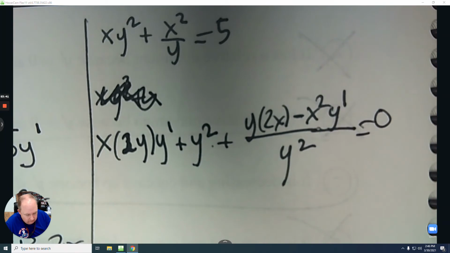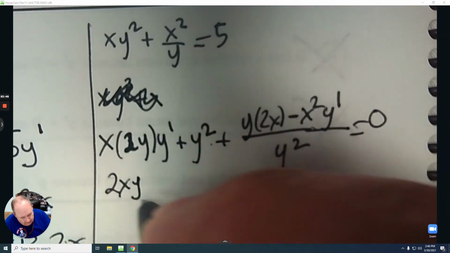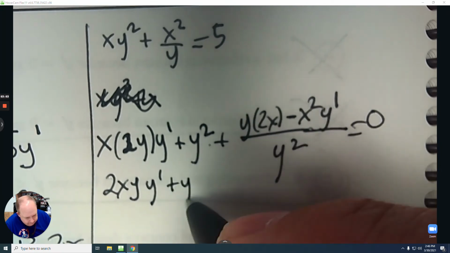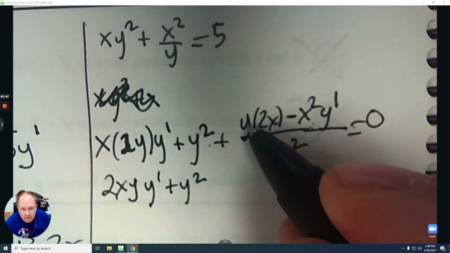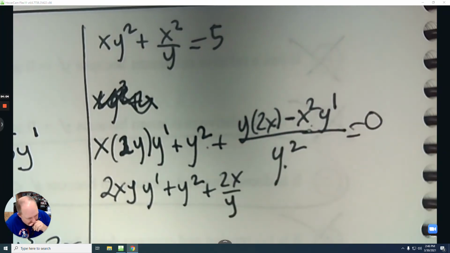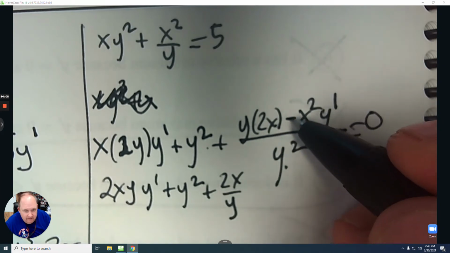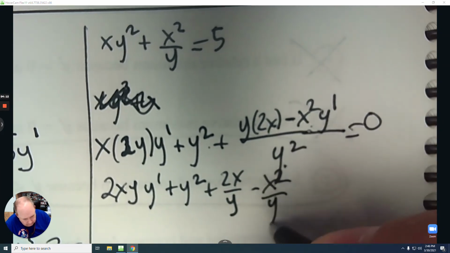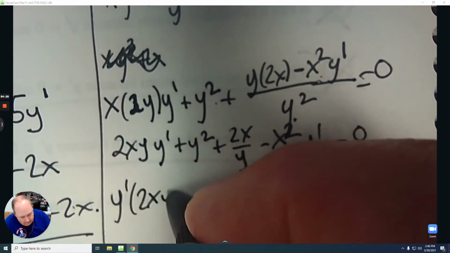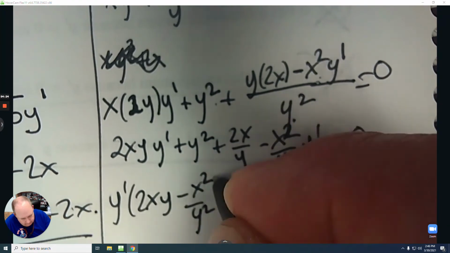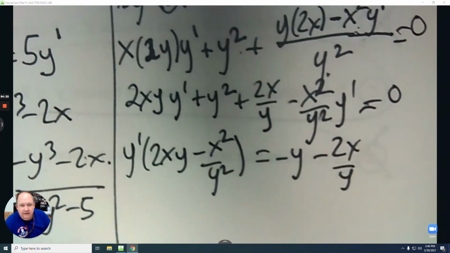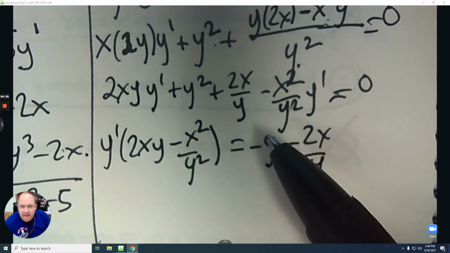So what would be a smart move here? We have 2xy y prime. Here, we have a y squared. Here, this y squared belongs to both, so y divides into y squared to just make it 2x over y. And then the second one would be negative x squared over y squared, y prime equals 0. I just want to be able to take the y primes and factor out a y prime from each one. So I'm going to subtract y squared and subtract 2x over y. So I'm just rearranging the equation, and I'm factoring out y prime at the same time.